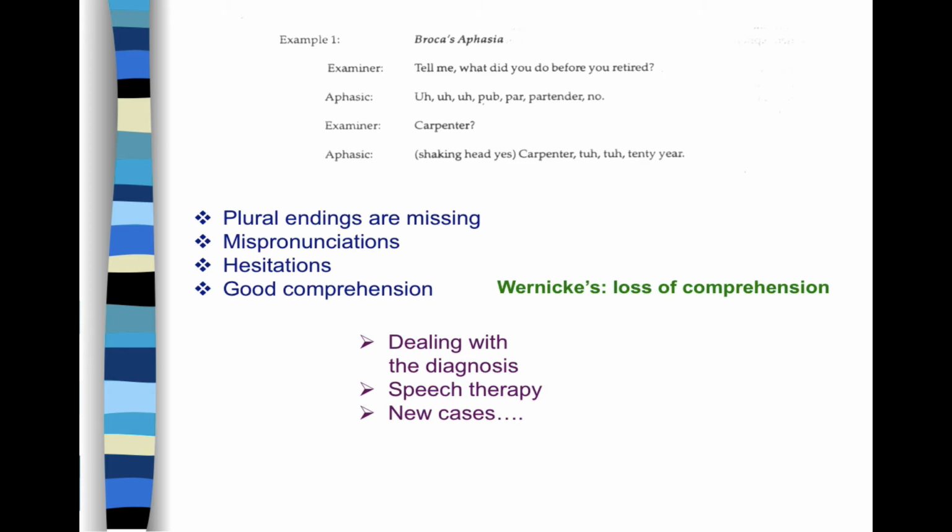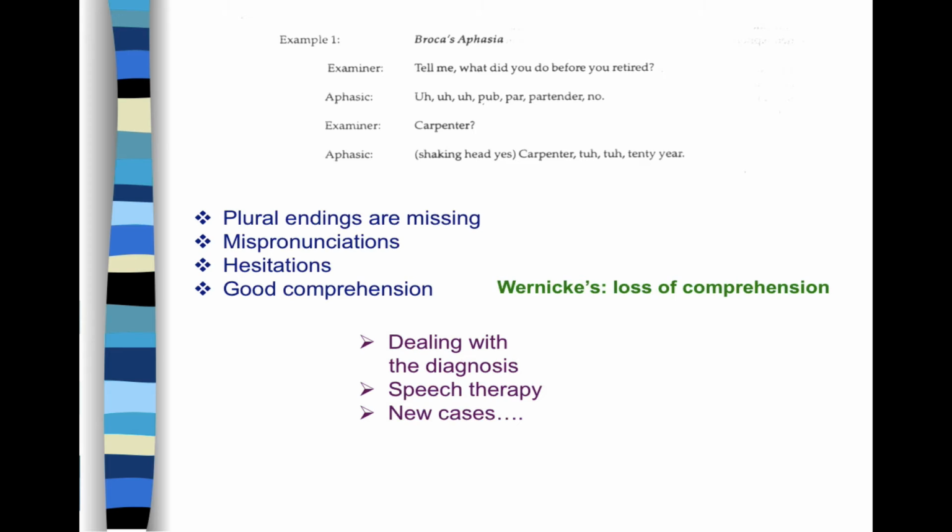Mispronunciations. He wants to say carpenter. He knows what a carpenter is. He wants to say carpenter. It comes out as partender. And then finally he manages to say carpenter, but then he wants to say 20 and it doesn't come out. He tries tenty. Okay. Hesitations.